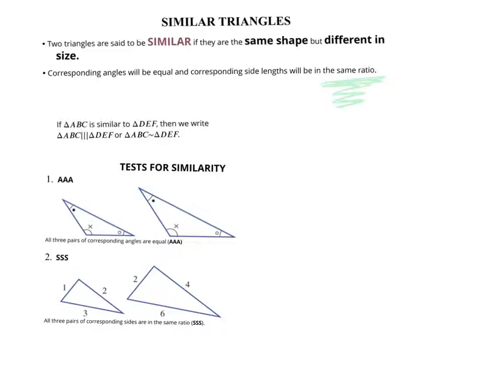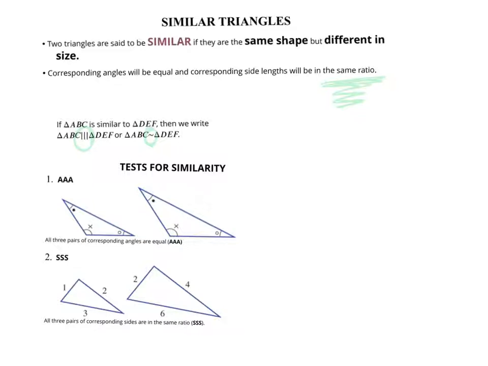Now, when we talk about two similar triangles, we use this symbol here. Remember, congruent was three lines, but they were horizontal. For similar, it's three lines and they're vertical, slightly on a slant. Or you can use this little symbol here, which looks like an approximate sign, but that's telling us that those two triangles are similar.